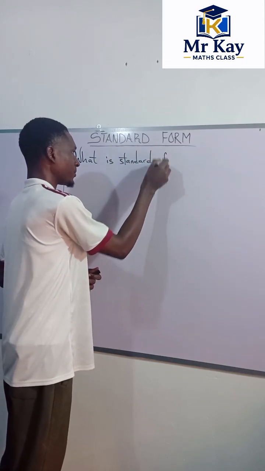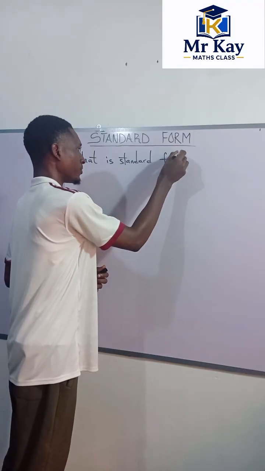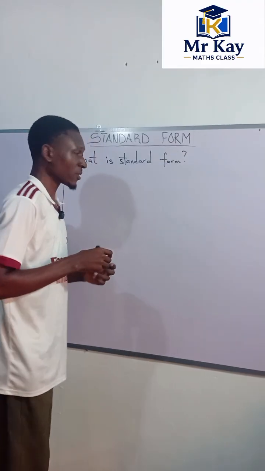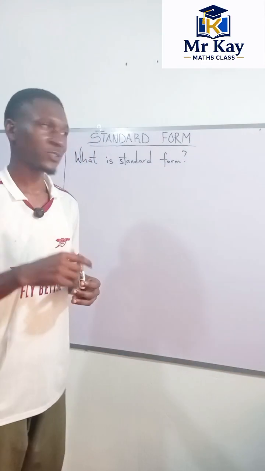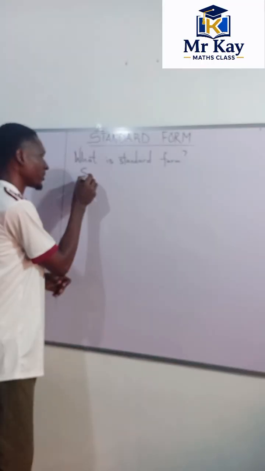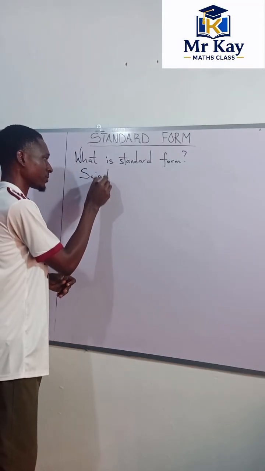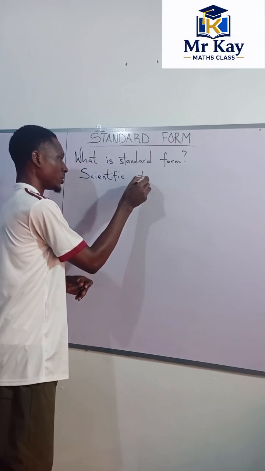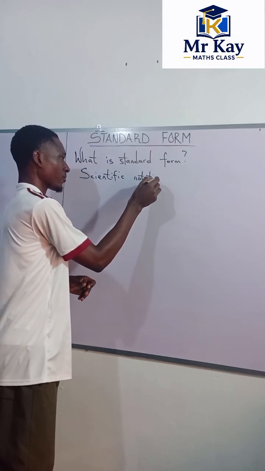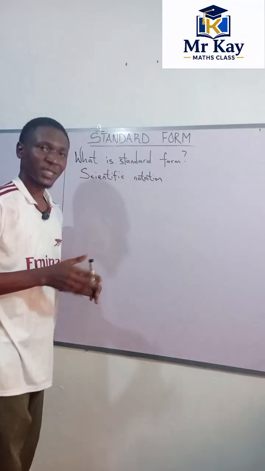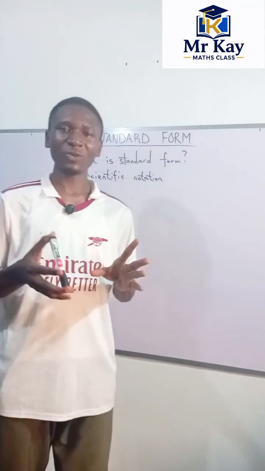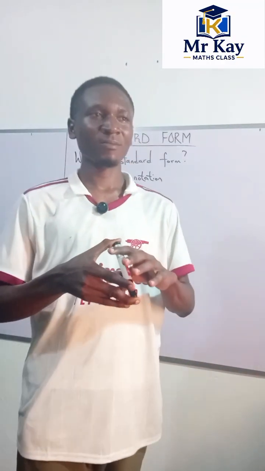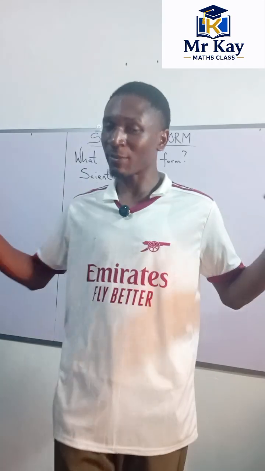What is standard form? Standard form, most times, is often referred to as scientific notation. What did I call it? Scientific notation. So standard form is a way of expressing a very huge amount of number or a very little amount of number.